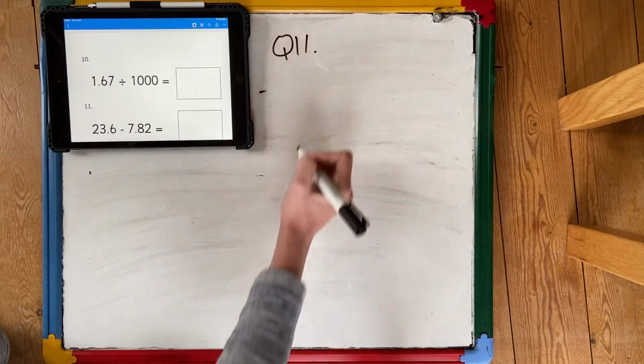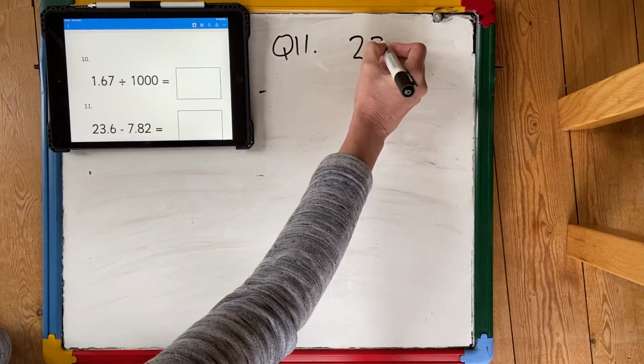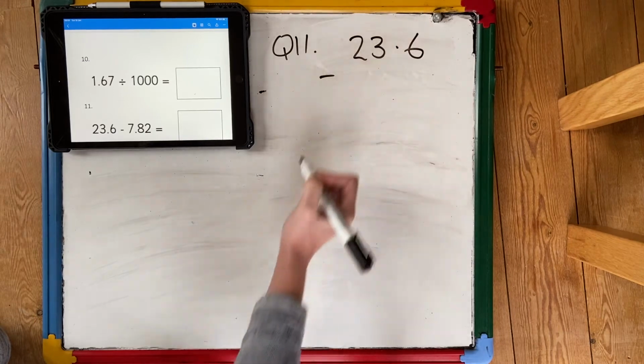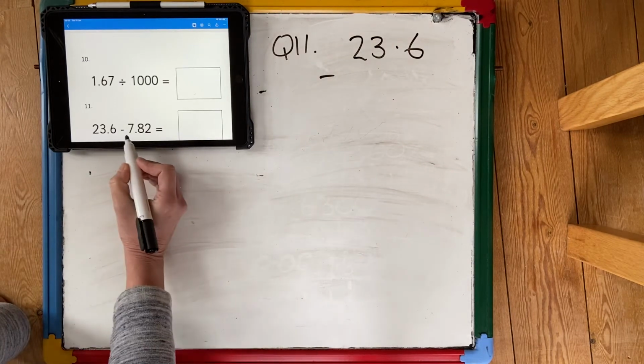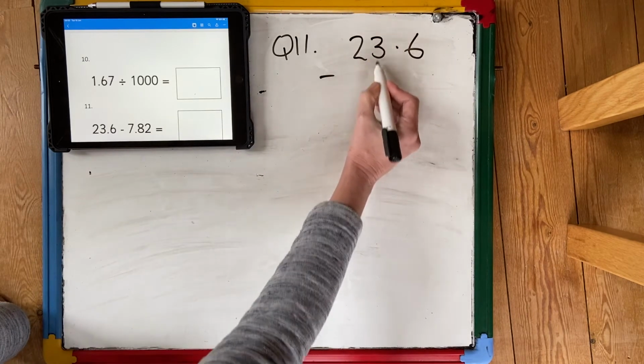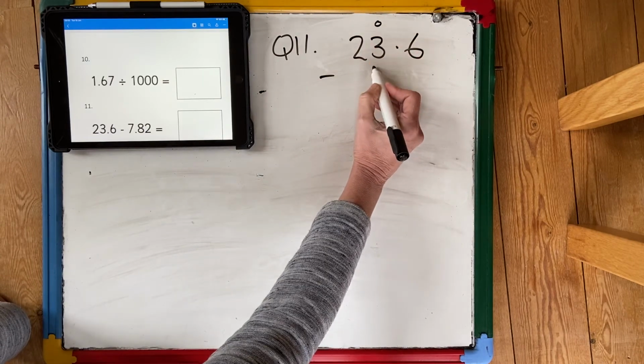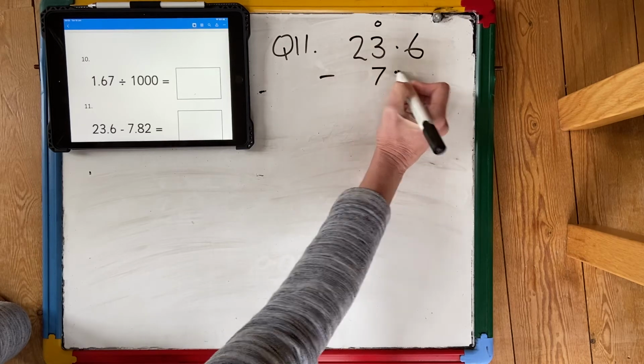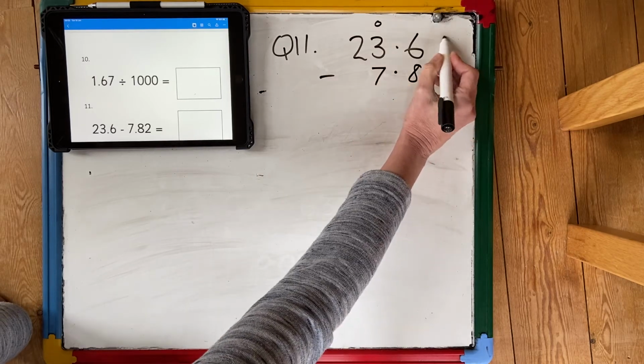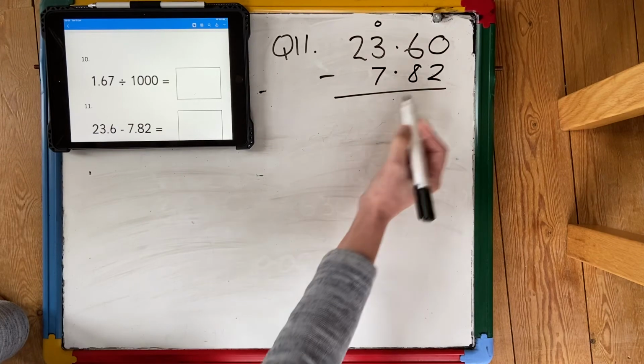Question 11. 23.6 subtract 7.82. So the 7 must line up in the ones column. There's your ones column underneath 3. So the 7 goes here, 7.82. Put your placeholder there, and now you can subtract.